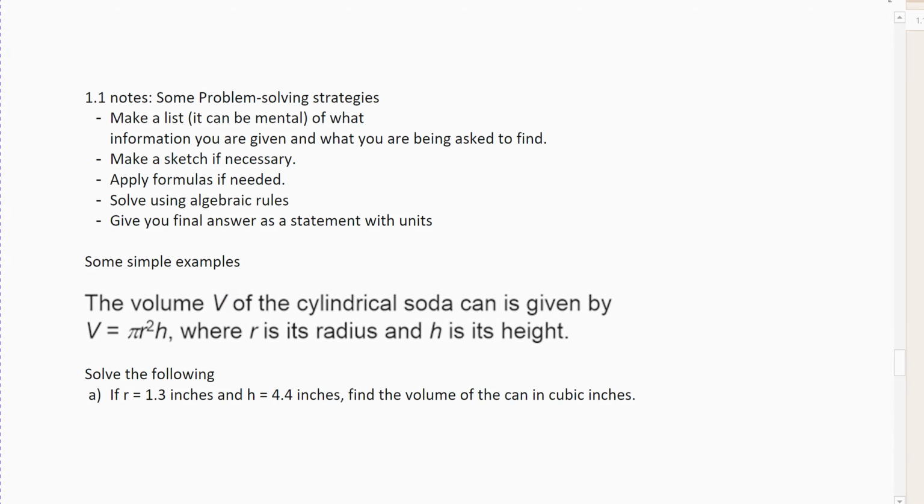Alright, so this is the last video from the 1.1 notes. This is touching a little bit on some problem-solving strategies and solving applications. And so we're going to look at, again, solving problems.